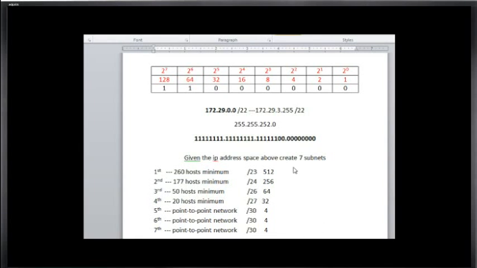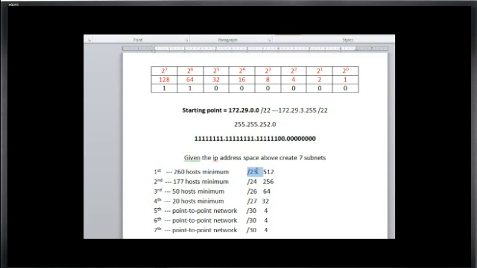Okay, so let's draw out our subnets. So once again, this was our starting point. Okay, and now it's time to subnet this out. So for our first subnet, we need 260 hosts minimum.